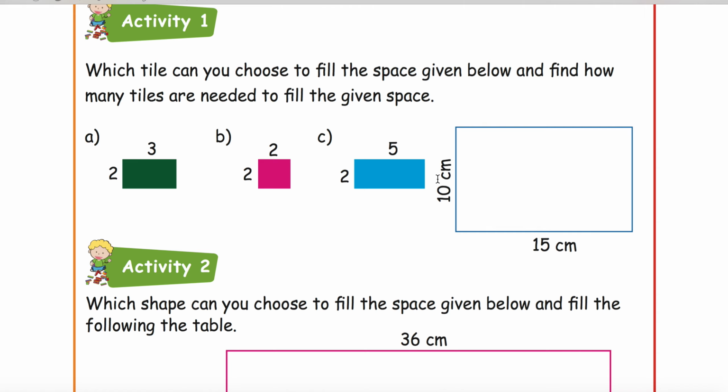See, what is the area? 15 into 10, 150 cm, right? This area is 6, this area is 4, this one is 10.